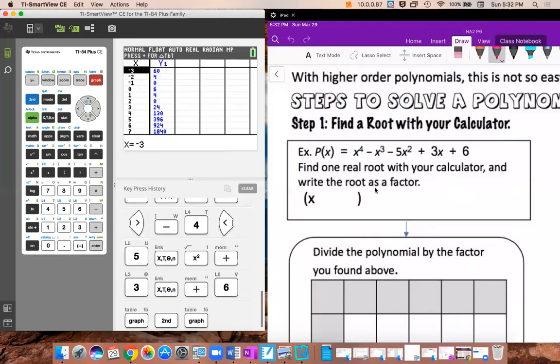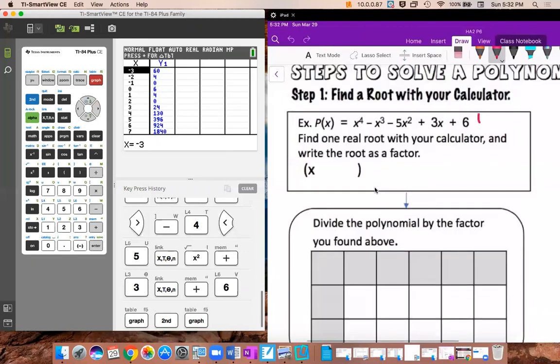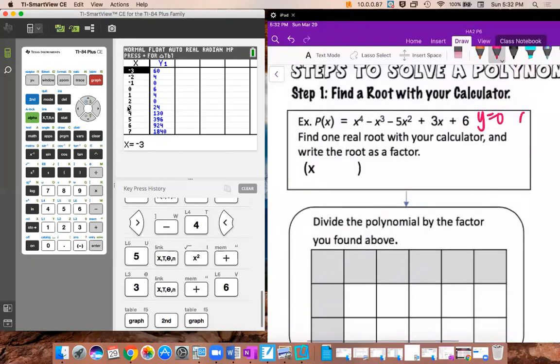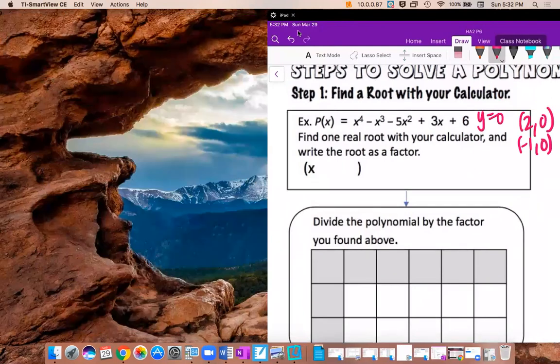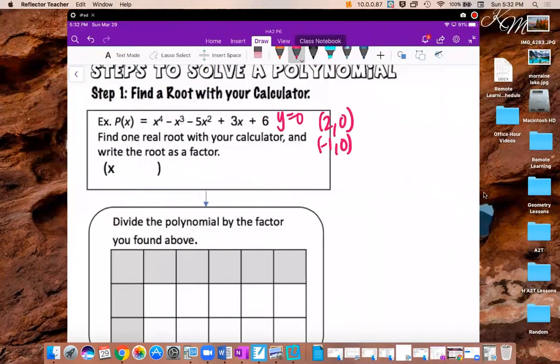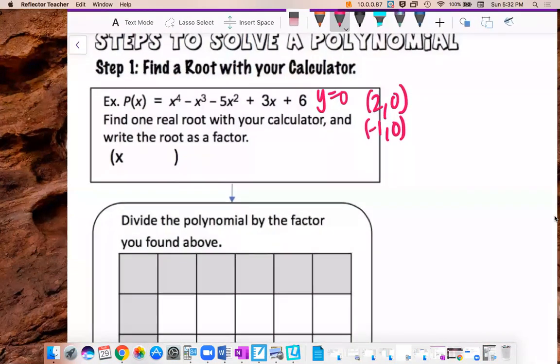So remember, roots or x-intercepts have y equal to 0. So we're going to just go to our table and we're going to try to find where y equals 0. So I can see right here that (2, 0) is an x-intercept, and then let's just scroll up and see if we can find another one. So let's see. Oh, right there. So (-1, 0). So we have 2 roots that we know. So what we're going to do is start by just using one of them. So find one real root with your calculator, and then we're going to write the root as a factor.